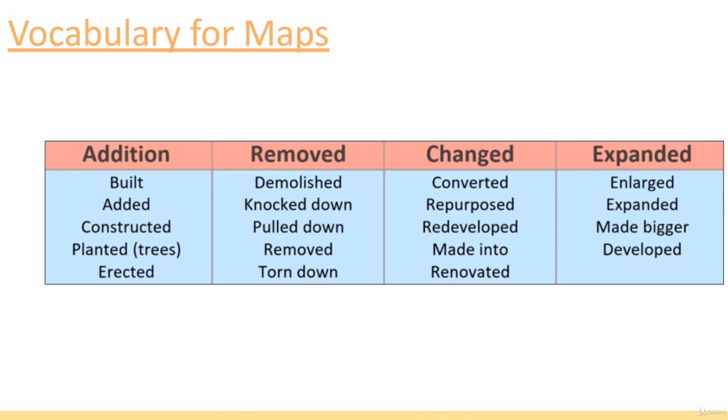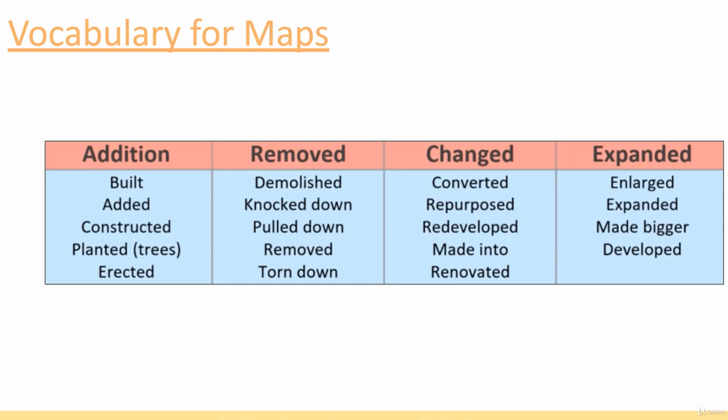So to the left we have additions, things added, structures added, and we can see some language there. Then we have removed, so things taken away. For example, in this map, we can say that the farmlands were demolished and replaced with a hotel. Here we have changed. So I could say converted, repurposed, redeveloped, all these really interesting pieces of language.